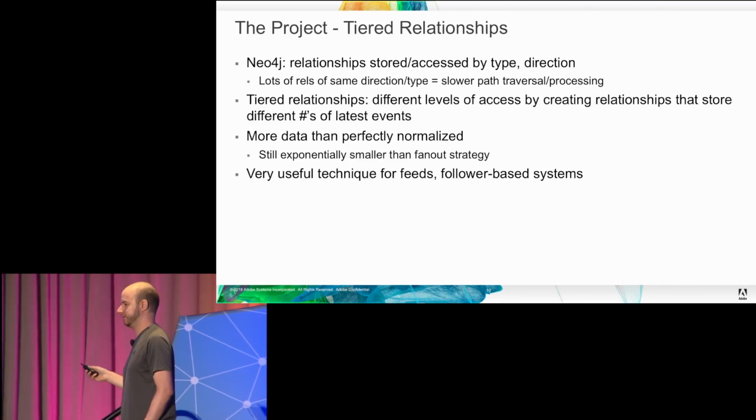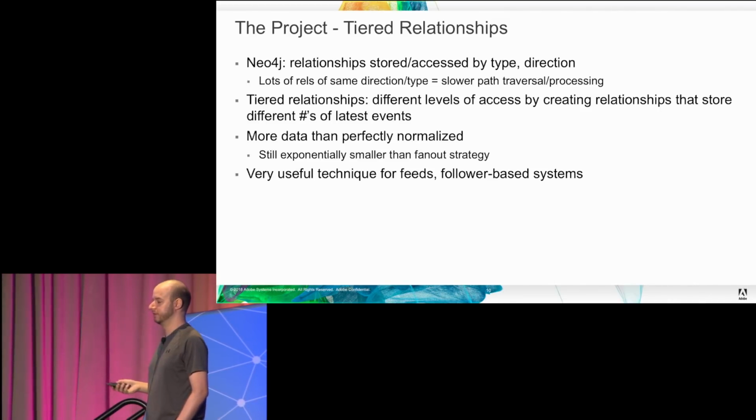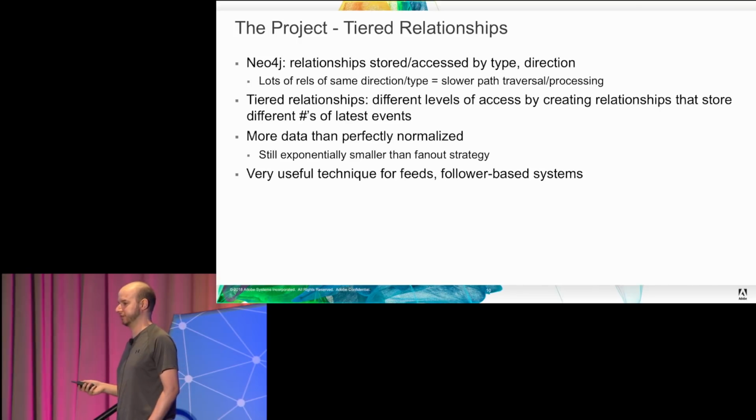So this is kind of getting into the really technical part of how this actually works relative to our Cassandra fanout strategy. And it's kind of a concept that I call tiered relationships. And this is actually a concept that I think could be useful in a lot of cases where you're trying to replace something that has a lot of relationships, has a lot of potential for supernodes, like we did.